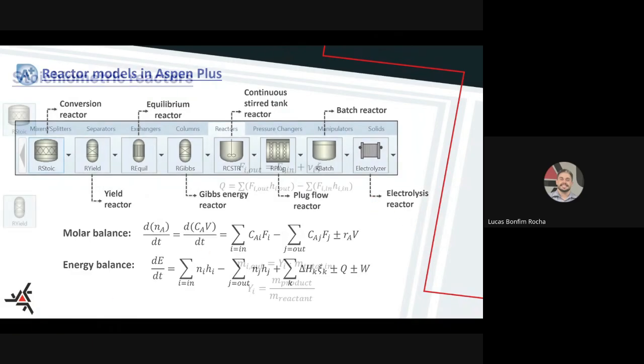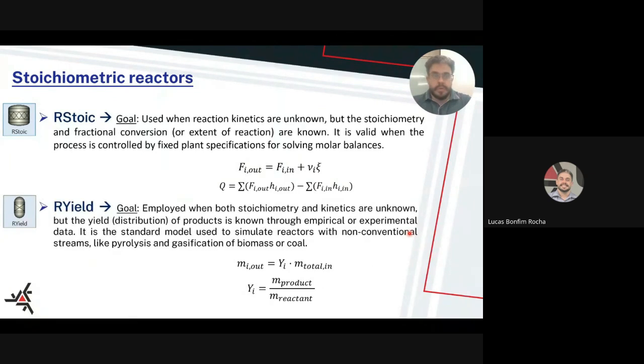Then let's go next. So first, let's talk about the most simple models that we have in Aspen Plus, which are also known as stoichiometric reactors, okay. And here we have two possibilities for solving simpler mass and energy balances, okay? You can use the R-Stoic model or the R-Yield model, okay? So let's understand the goal of using these models first, and we are going to check each one of these reactors with practical examples in the second part, okay?